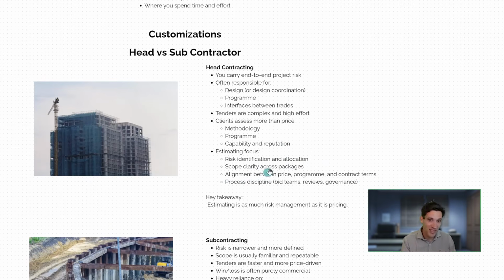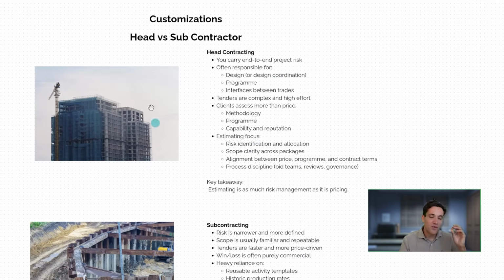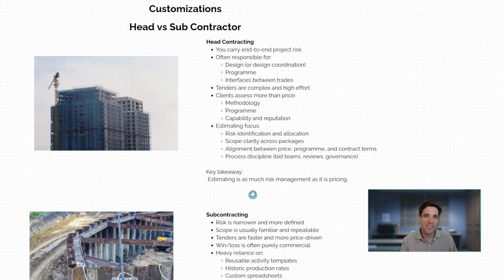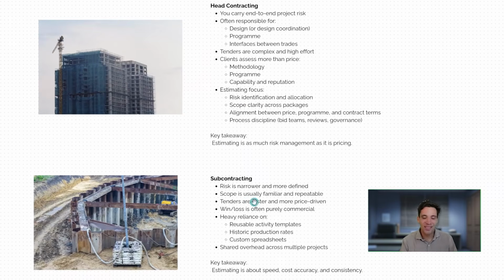You can have better risk identification and allocation. You can spend more time reviewing and negotiating the contract, clearly clarifying scope, aligning your price, program, and contract terms with the offer you're making, and also, because most head contractors subcontract most of the work, aligning that with your supply chain and procurement to de-risk your tenders. For the head contractor, estimating is as much about risk management as it is about pricing. It's not necessarily going to be a race to the bottom.